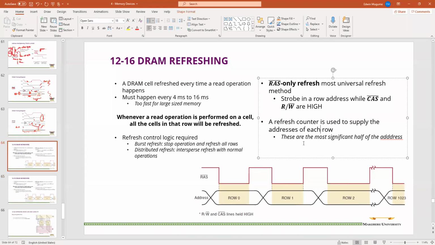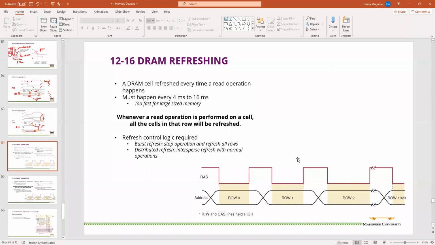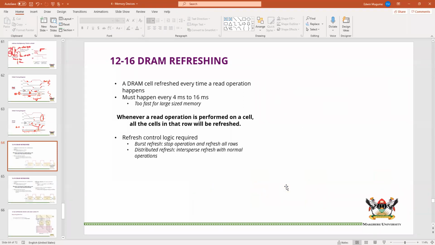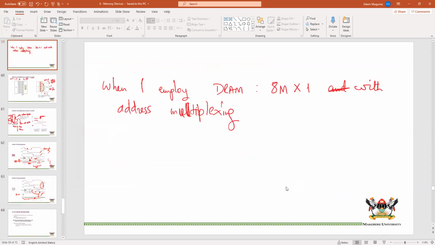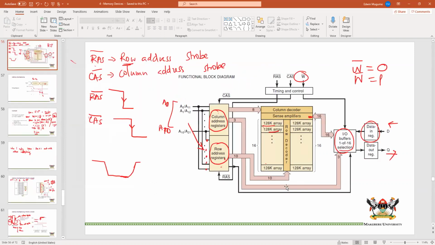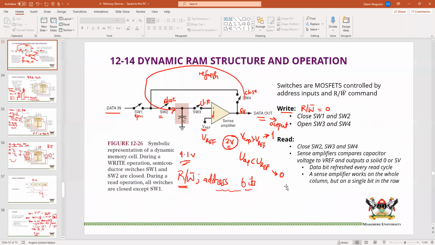Okay, so last time I told you that we would look at some schemes of refreshing. Now, in general, when you refresh a cell, I think we even saw the circuit that is used to refresh the cell. If you read from a cell, you also at the same time refresh it. I believe it is somewhere here. I'll copy this.